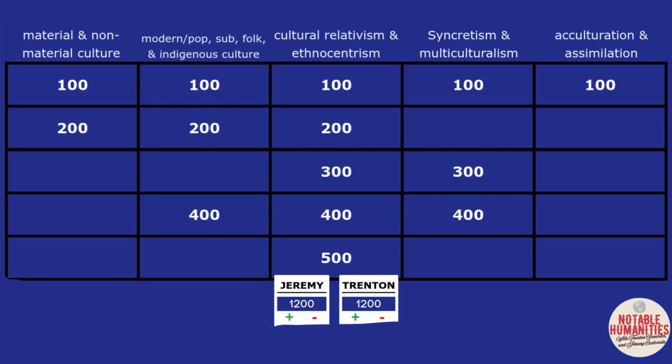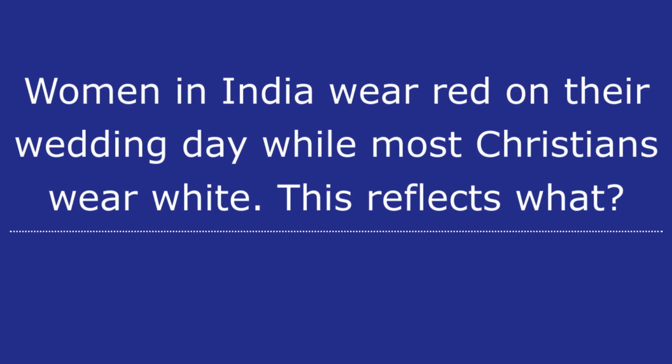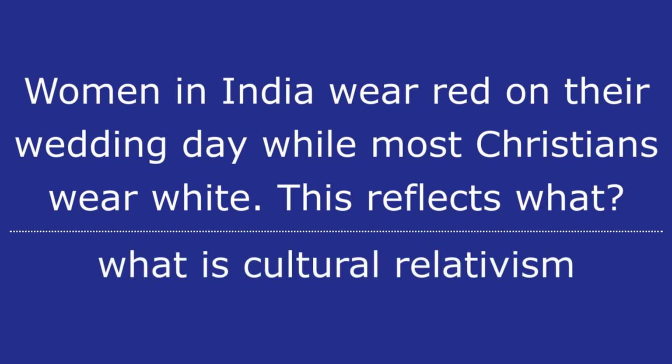Welcome back to our Jeopardy round. Both contestants are tied with a score of $1,200, starting with Trenton. Cultural relativism and ethnocentrism for 500. Women in India wear red on their wedding day, while most Christians wear white. This reflects what? What is cultural relativism? Correct.